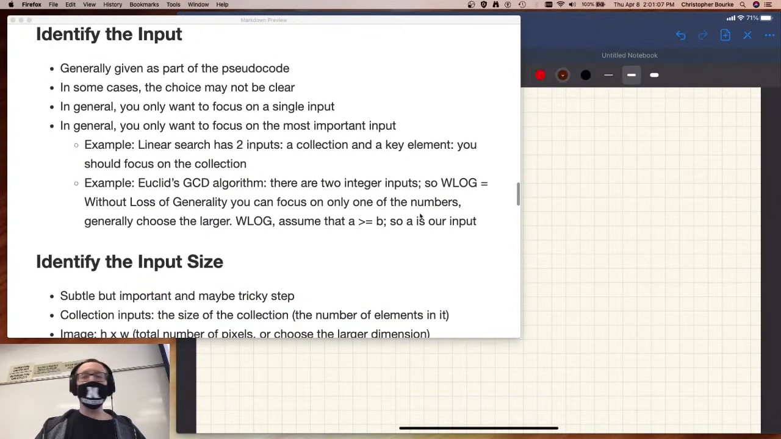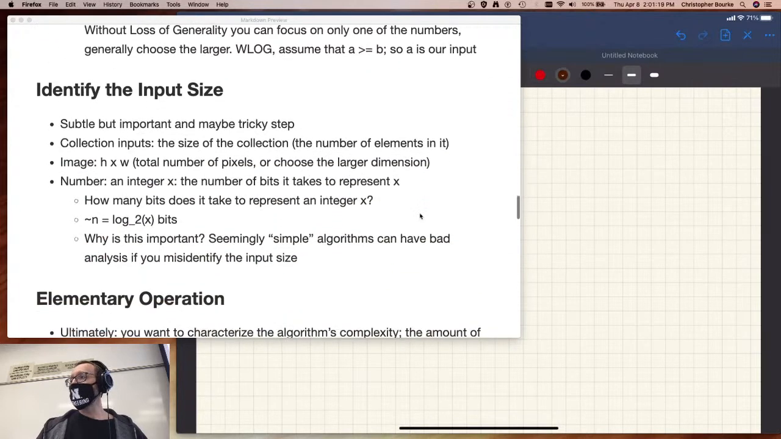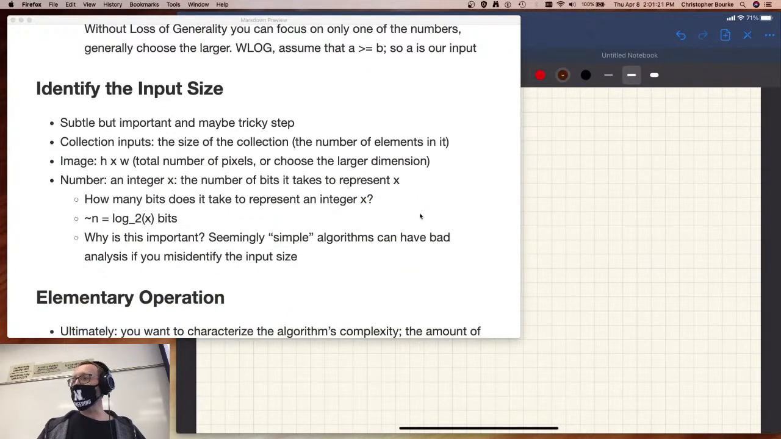We started by looking at identifying the input. If you write good pseudocode, that's going to be automatic. But sometimes there are multiple inputs, and you have to decide which one is the most relevant to keep it simple so that you're only looking at one thing. Then you identify the input size, right?